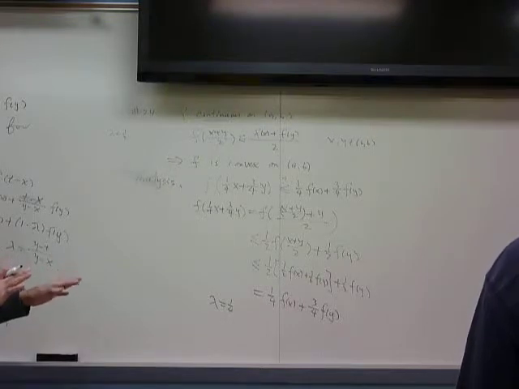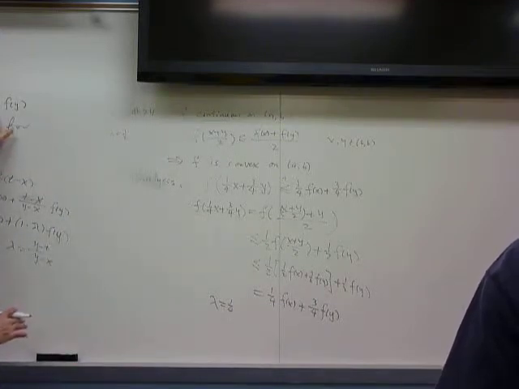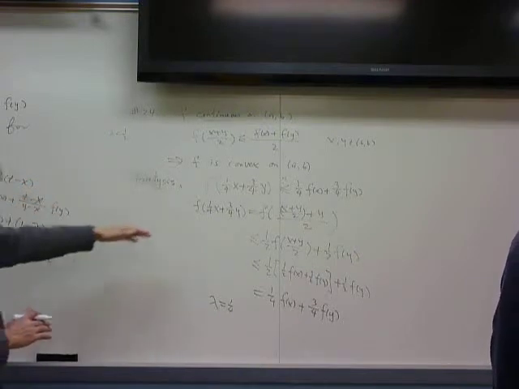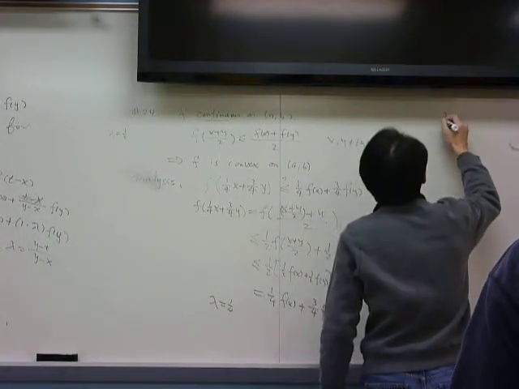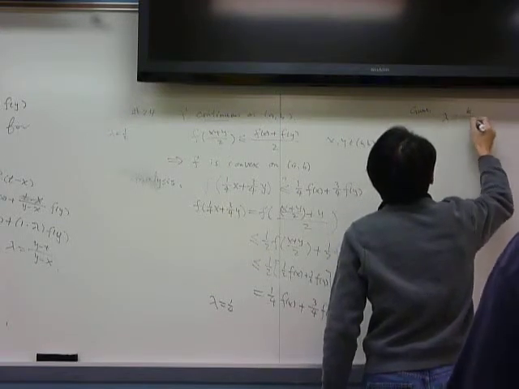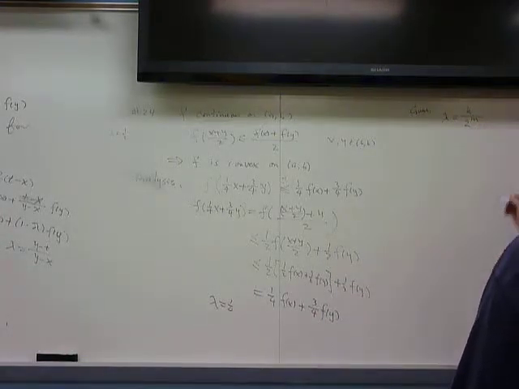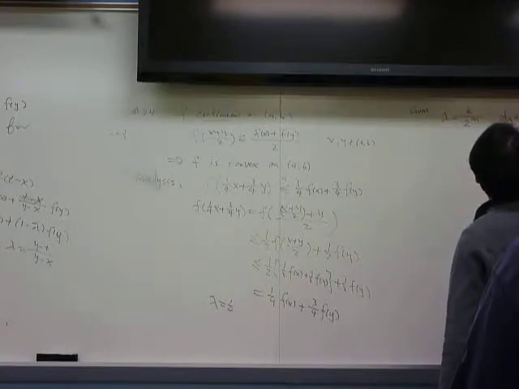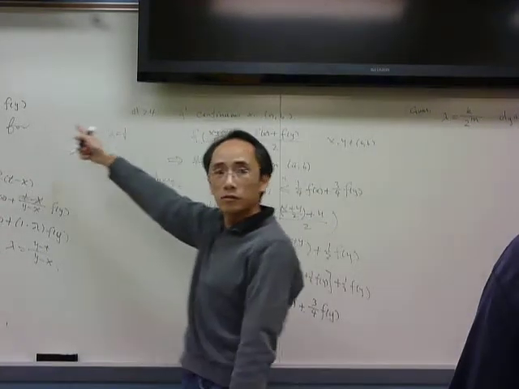I want to prove this inequality is true for every real number lambda between 0 and 1. That's my goal. Here I proved it for those numbers, so those numbers are special. They are just of the form integer over 2 to the m. So our guess is this must be true for those dyadic numbers.